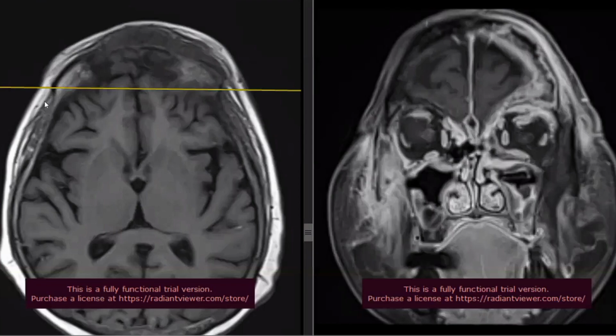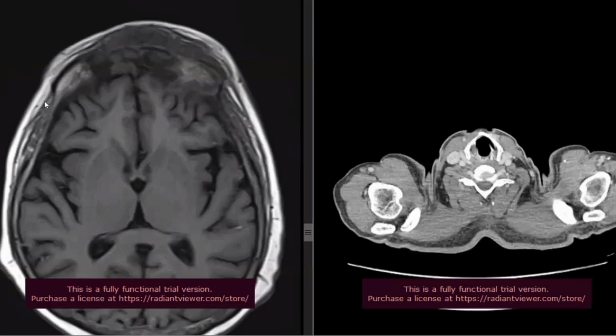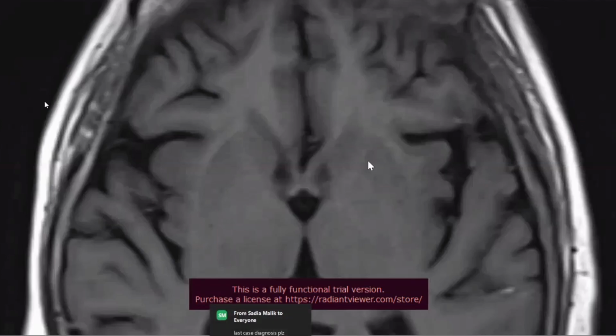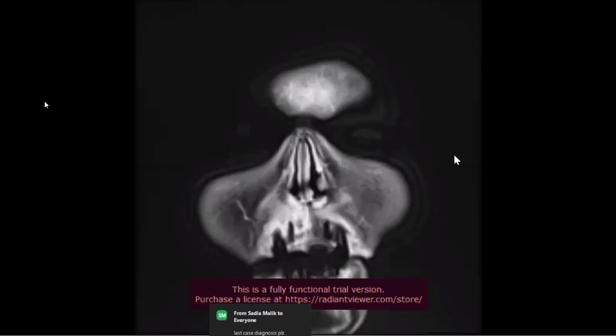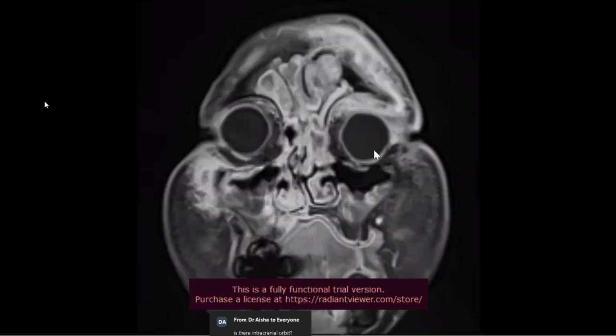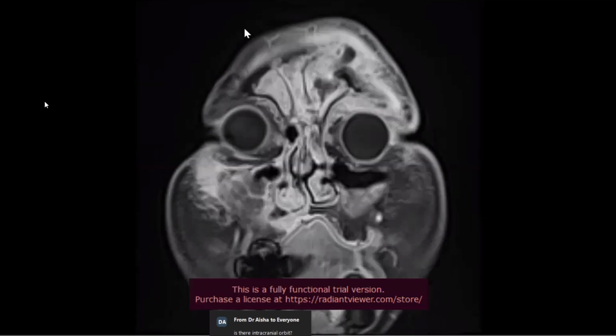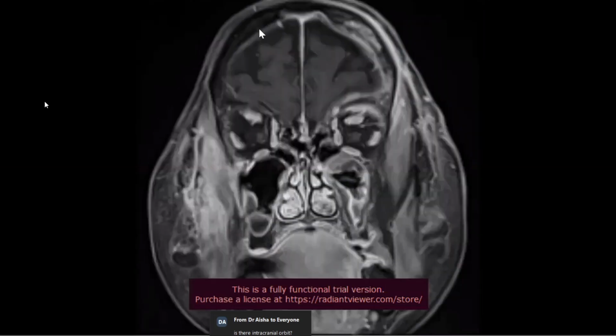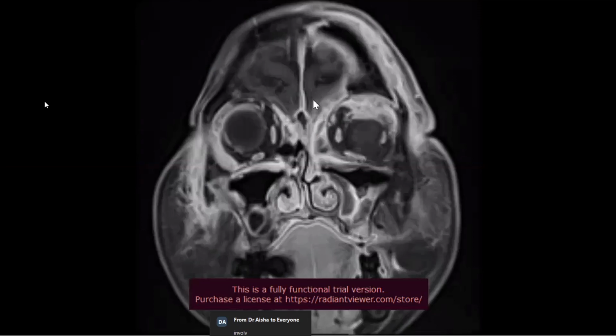Madam, is the left orbit also involved? Okay, let me see that. Yes, correct. The left orbit was involved. I remember the case. There was intraorbital extension. There was osteomyelitis of the left orbital roof. And you should know the anatomy of the bone, that there is an outer cortex, diploic space, and inner cortex. And if you come here, the bone is involved. So it was left frontal and midline frontal and left orbital osteomyelitis with intraorbital extension, and this all extends from the frontal sinus.